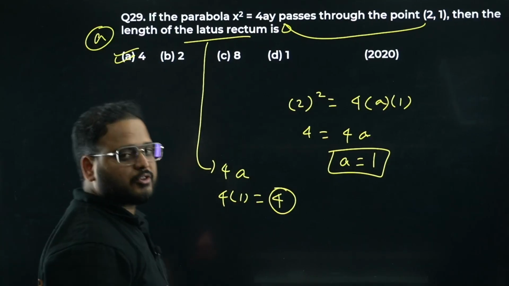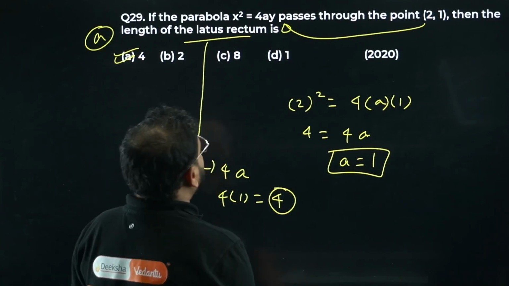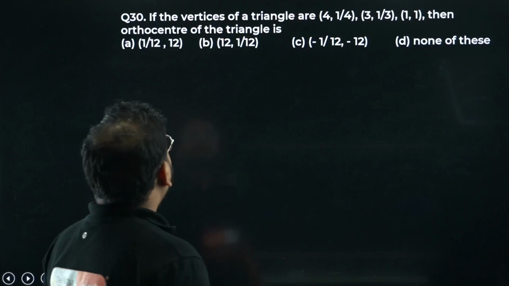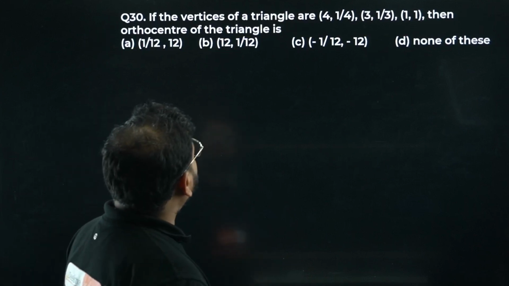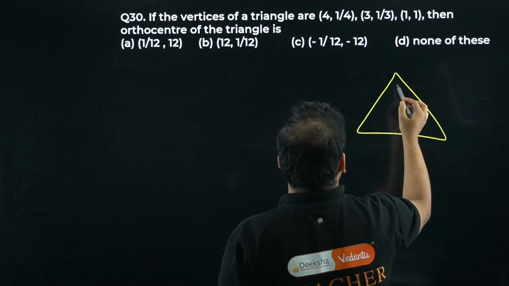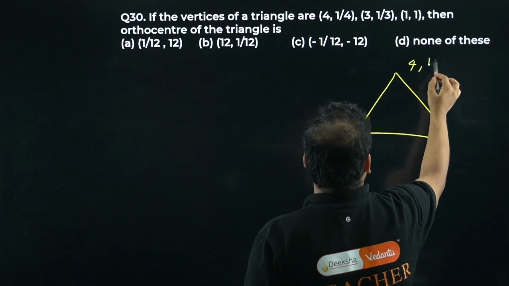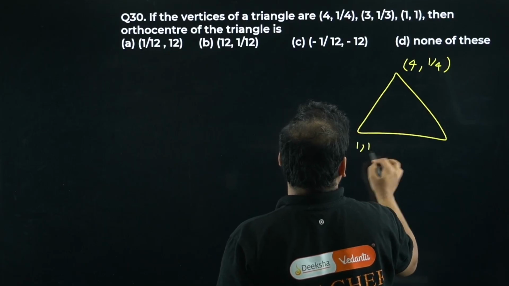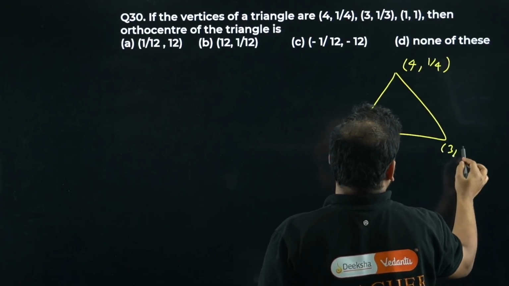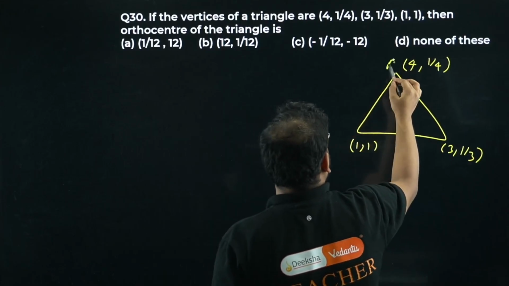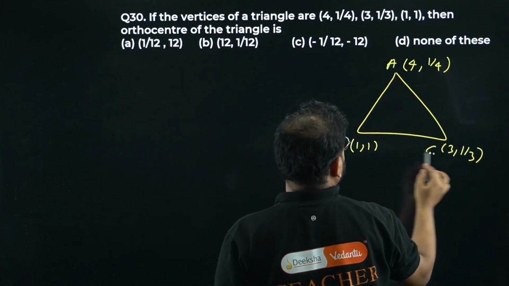Last question of the day now. This is a PYQ again, 2020, this was asked. Next question, 30. If the vertices of a triangle are 4, 1, 4, and 1, 1, and 3, 1 by 3. Let's name it A, B and C.